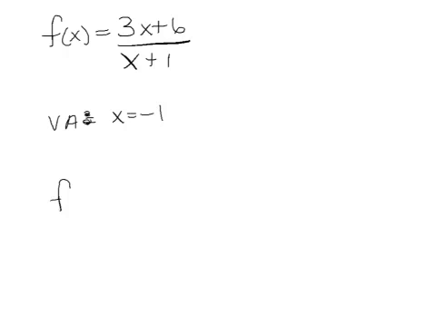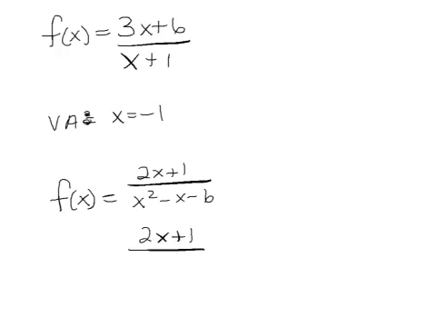So let me give you another problem. If we have f of x is equal to 2x plus 1 over x squared minus x minus 6, we know that the denominator factors into x minus 3 times x plus 2, so our vertical asymptotes are 3 and -2. So what does that mean on a graph? So what that means, I'm going to pull down a picture.